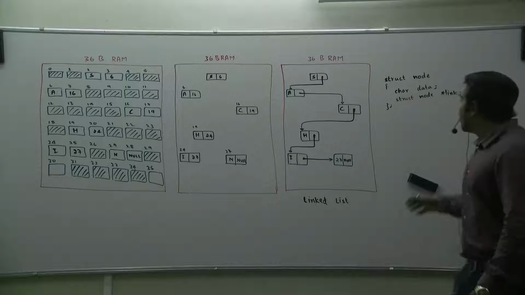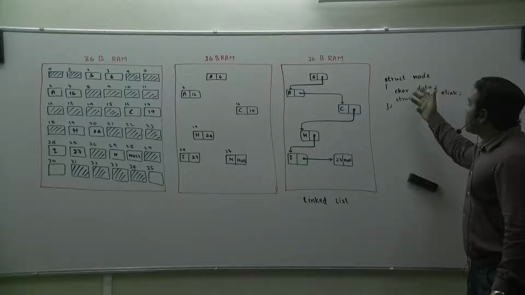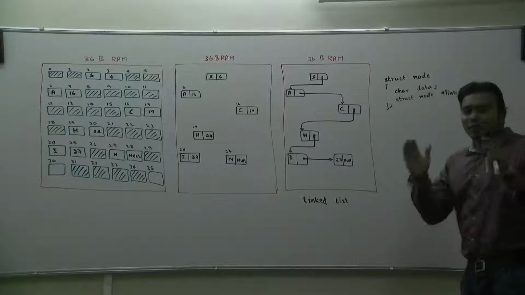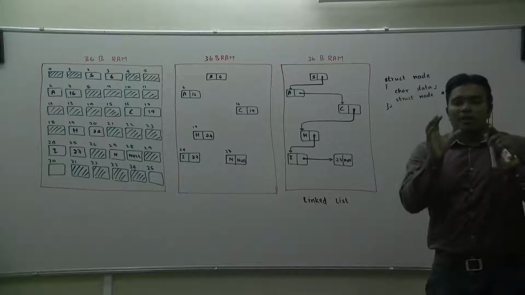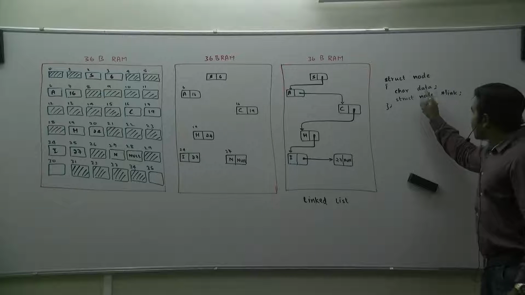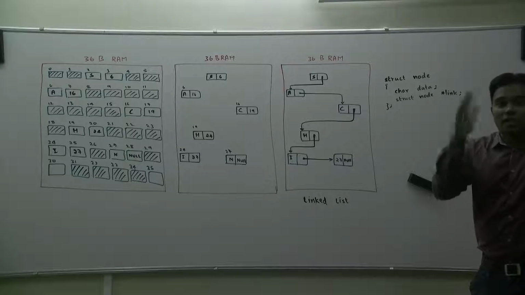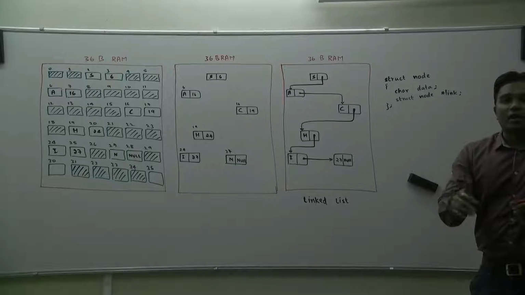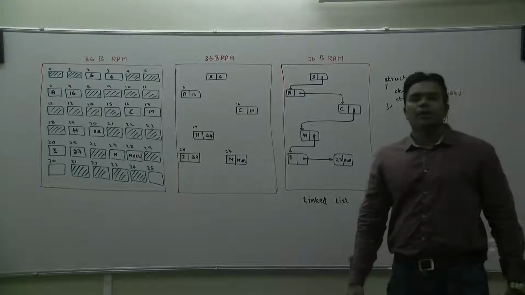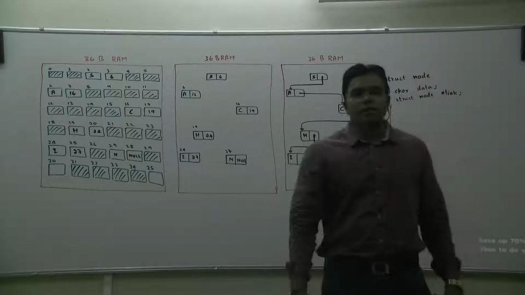So when I am asking how many nodes are allocated, no node is allocated. I have only told that a node means it will contain character data, it will contain one pointer. Like that, I am just telling you the structure, that's all. I have still not allocated memory. Oh, okay, sir, we understood.